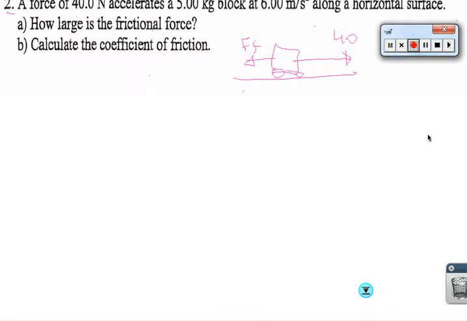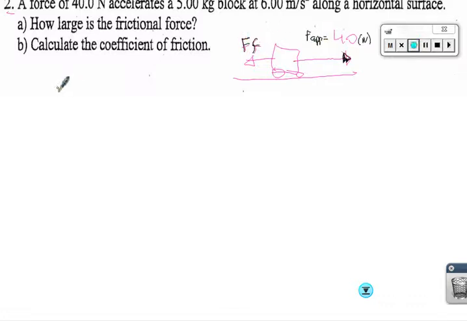This is number 2, where we have a force of 40 newtons that accelerates it, and the acceleration is 6 meters per second squared, and there's a frictional force. So we need to find how big the frictional force is and the coefficient of friction. We have 40 newtons that makes it move, the applied force, and we have a frictional force that we don't know.